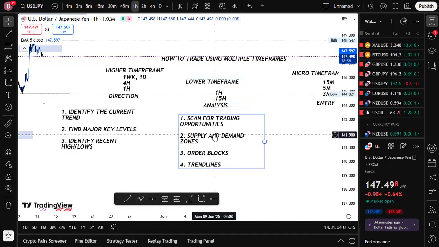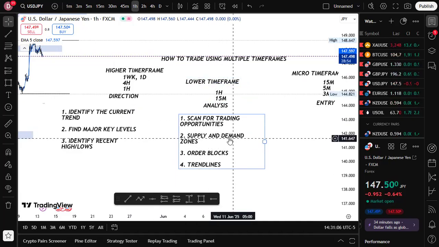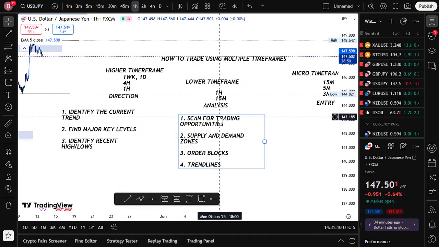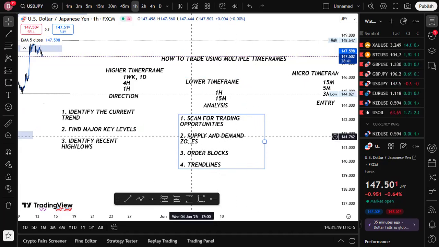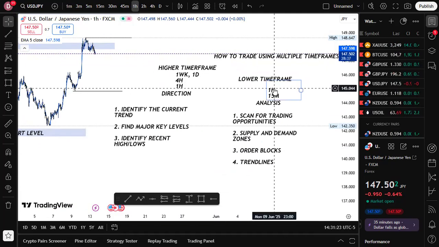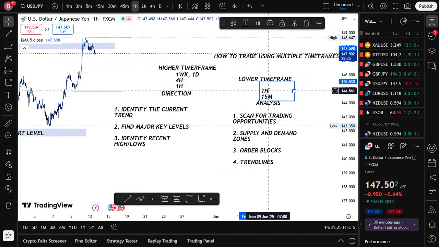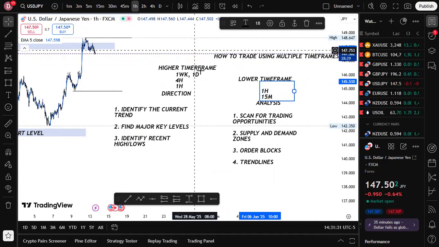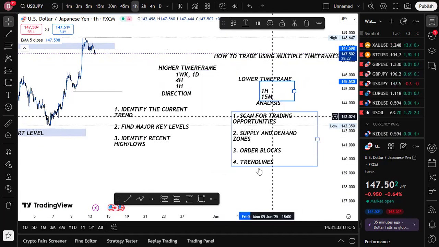So on the lower time frame, which is our analysis, the first thing you do is scan for your trading opportunities. Scan does not mean you should just start plotting. No, scan means just look at what's currently happening. You're scanning through for your trading opportunities. Then look for your support, supply and demand. You can see I put 1 hour here, and I also put 15 minutes. You can use the 1 hour, 45 minutes, 30 minutes, and 15 minutes to look for all these things that I wrote down here.